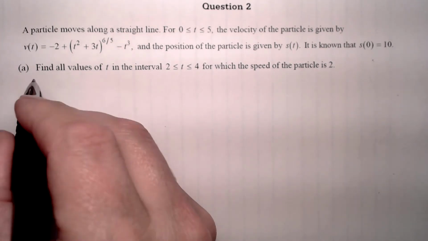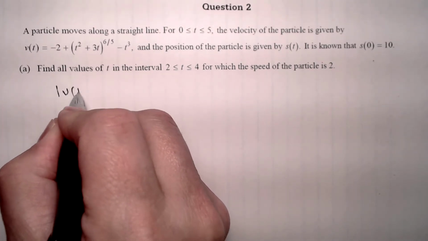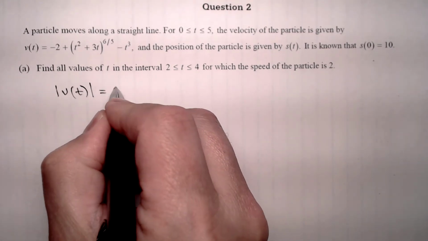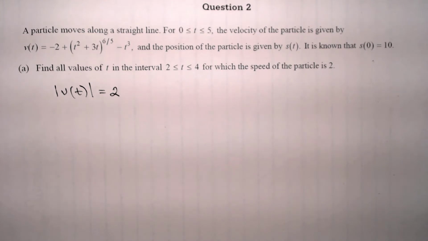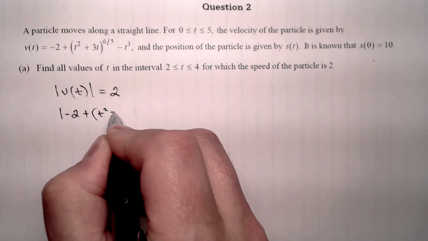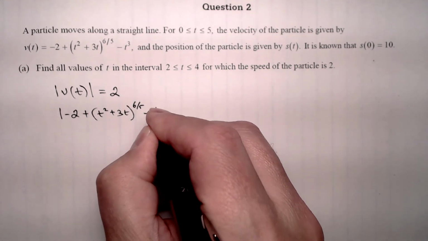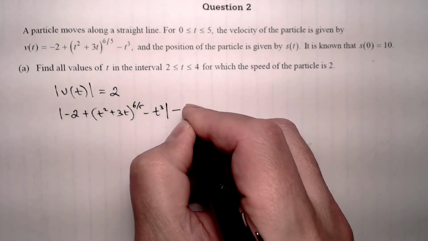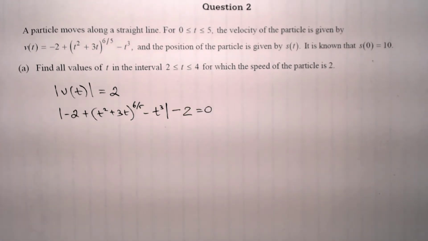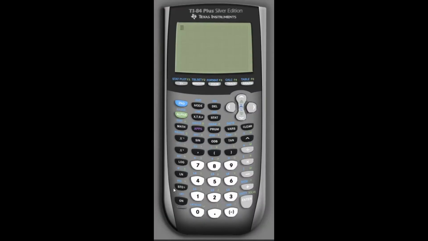And so we need to find such speed, which is an absolute value of velocity, v of t, that is equal to 2. So this is really what we are being asked here, all such t for which negative 2 plus t squared plus 3t to the power 6 over 5 minus t cubed minus 2 equals 0. And so we need to use a calculator to do that. Let's do that. Let's find all the values of t for which this function is 0.